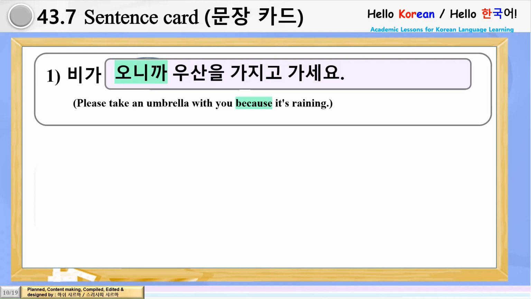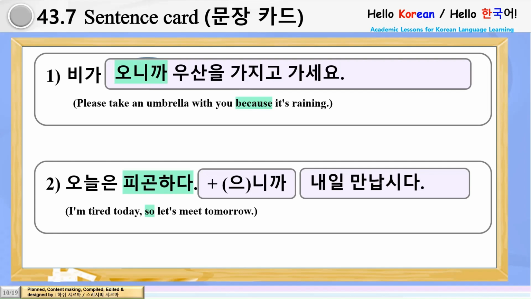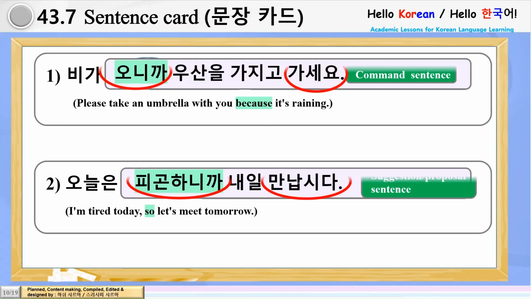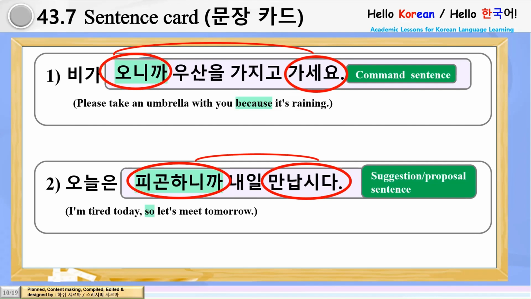See next example. Can you do this? Please try your own. Onaran phigon hada plus unikka nail mannapshida. Onaran phigon ha nikka nail mannapshida. Can you make these type of sentences now? And you can see English meanings are coming as because or so. And this is the main point of this grammar.